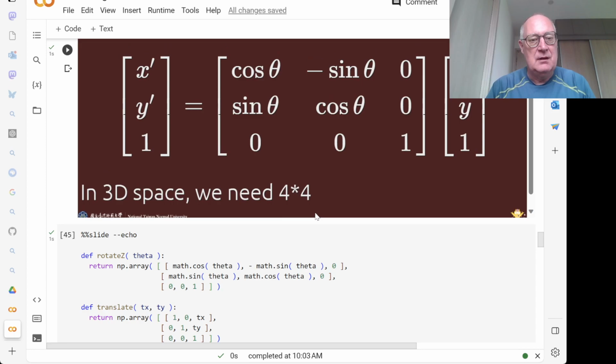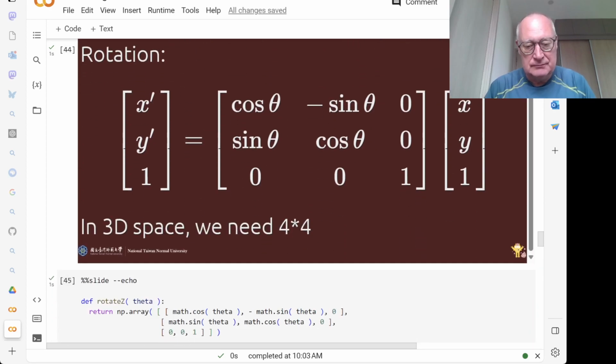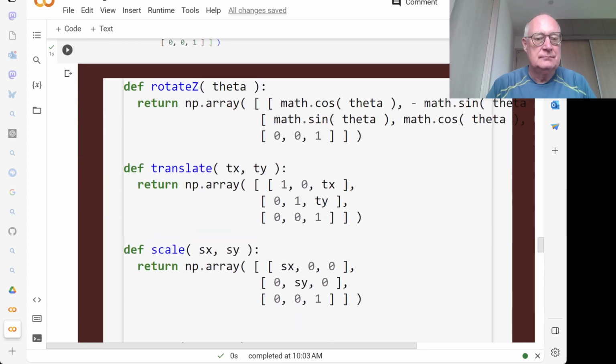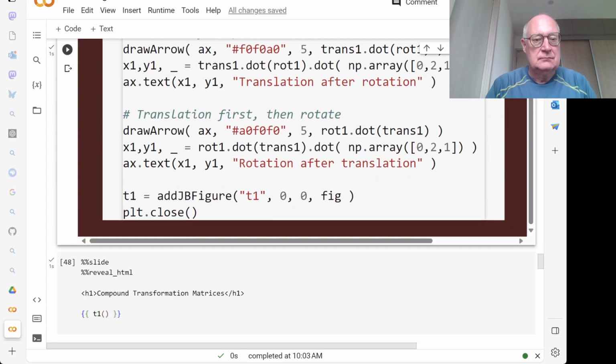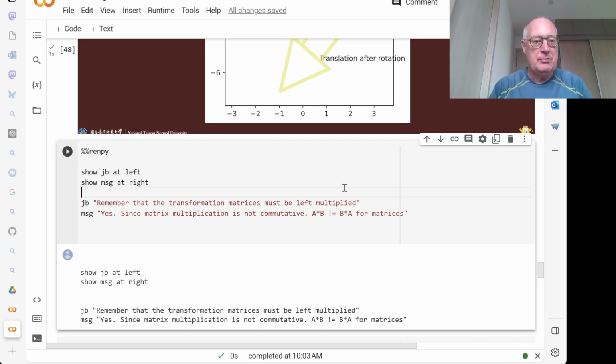So if we look at our equations here, then we take in the points, we apply our transformation A, and then we get a new set of points. Now, if I want to do this rotation here first, then the translation, then that means the translation must be applied to these points here. So that means we must left multiply our points by our compound transformation matrices. So remember that the transformation matrices must be left multiplied.